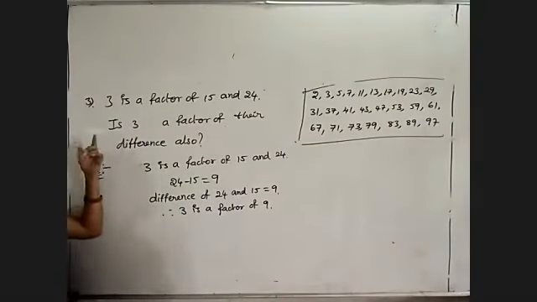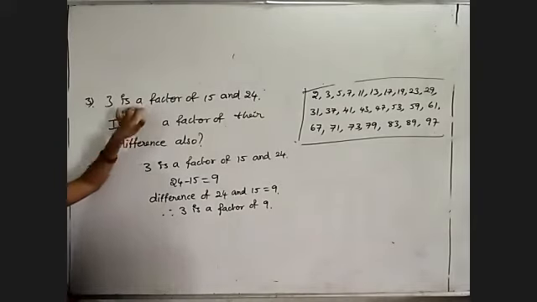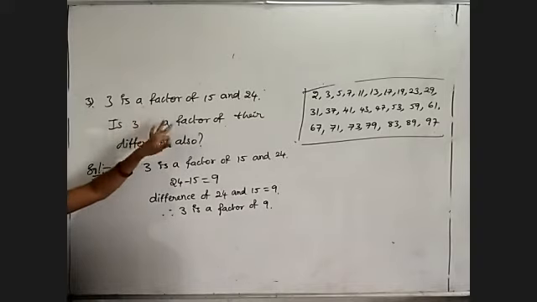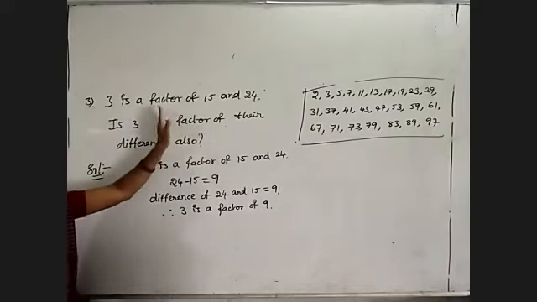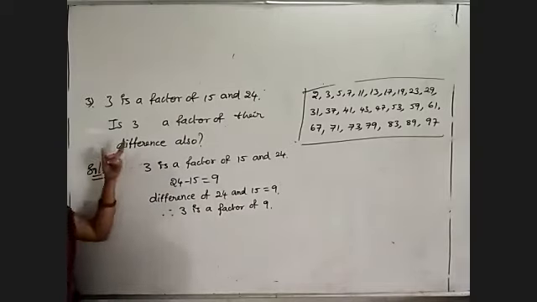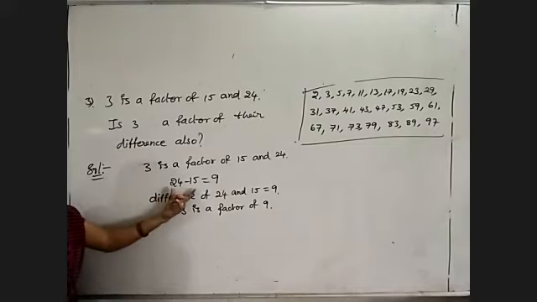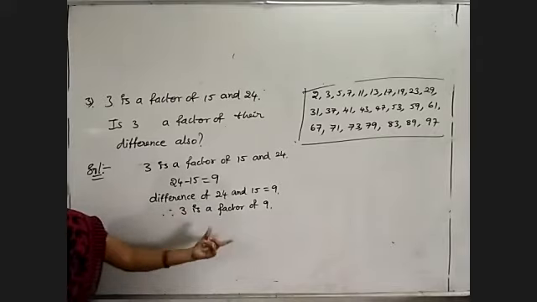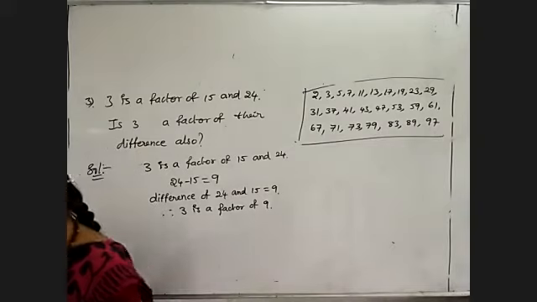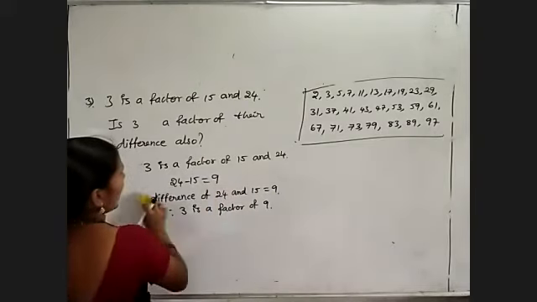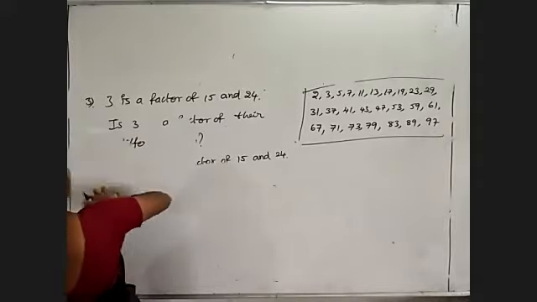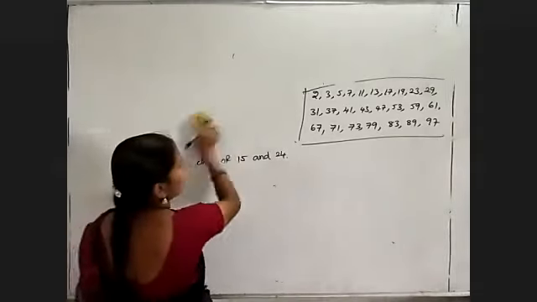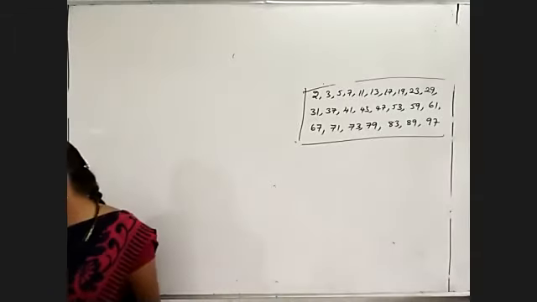So observe this. They are given that 3 is a factor of 15 and 24. That means in the 3 table we will get 15: 3 fives are 15, as well as 3 eights are 24. That means 3 is a factor of 15 and 24. Is 3 a factor of their difference also? Their difference, 24 minus 15, is equal to 9. So in the 3 table we will get 9 also. So 3 is a factor of 9 also. Now coming to the next question. So this is about complete factors. After that, we have studied prime numbers and composite numbers. So depending on that, we will take some questions.